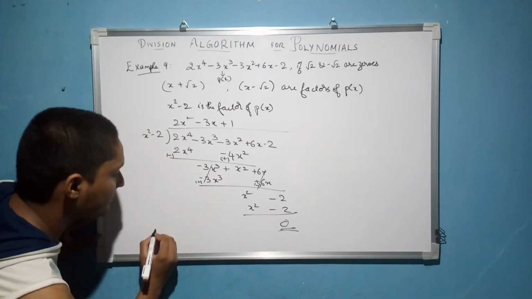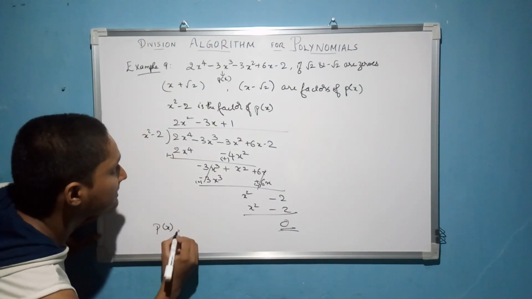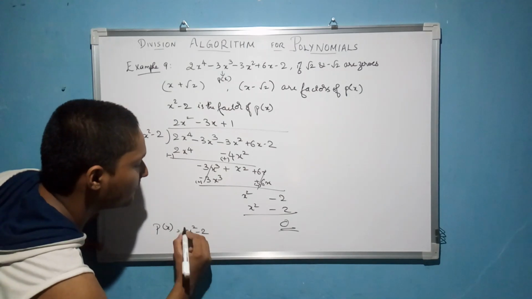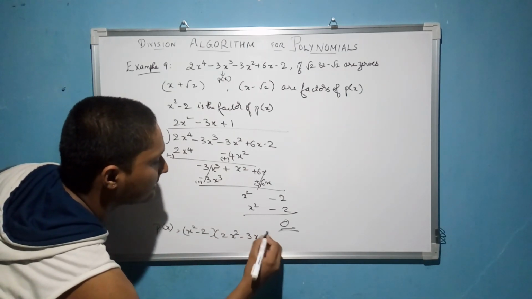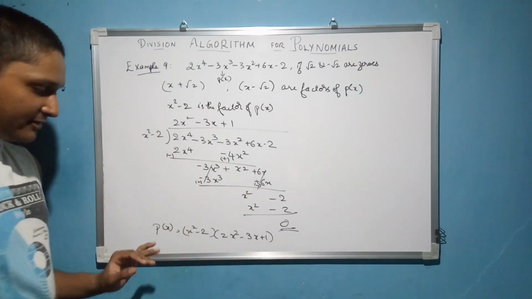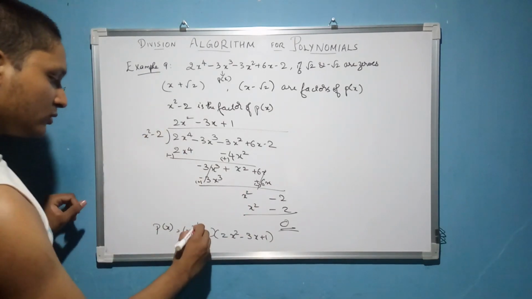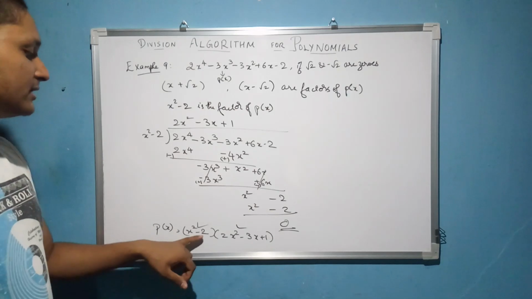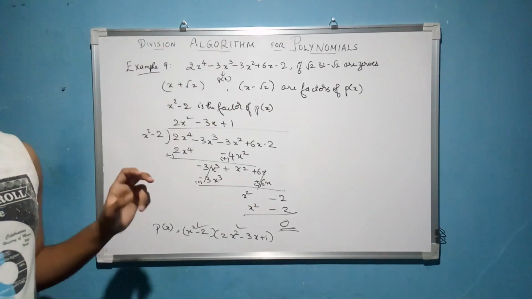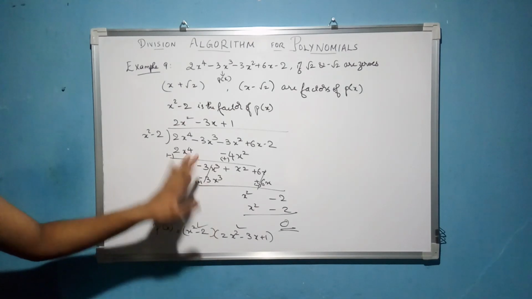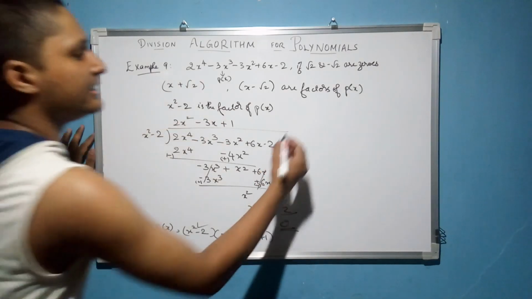So you can tell that this polynomial p of x is equal to x square minus 2 into 2x square minus 3x plus 1, and the remainder is 0. I can just leave it like that. That means that these two are the factors of p of x. This factor we have already got that they are the zeros. So I need to just neglect that part. You have both zeros already ready with you.